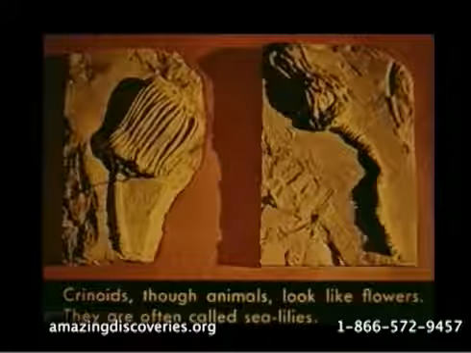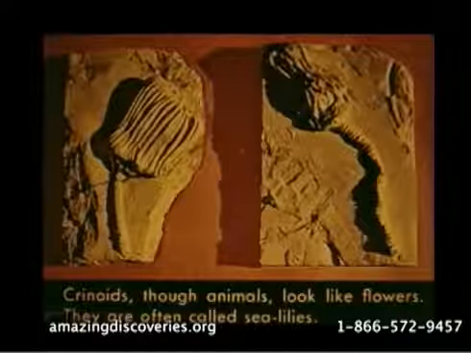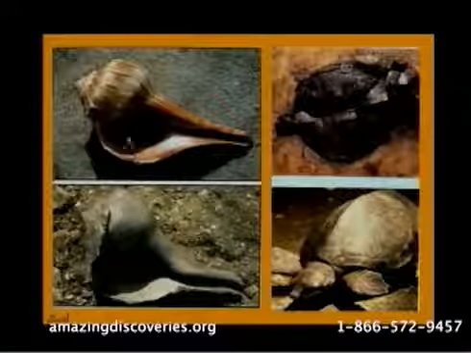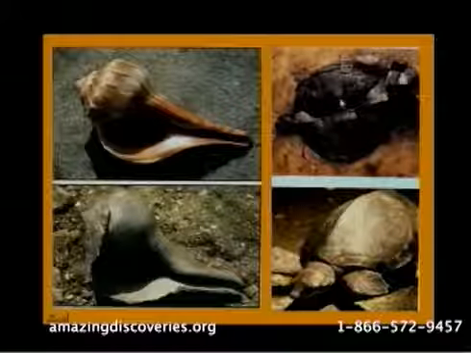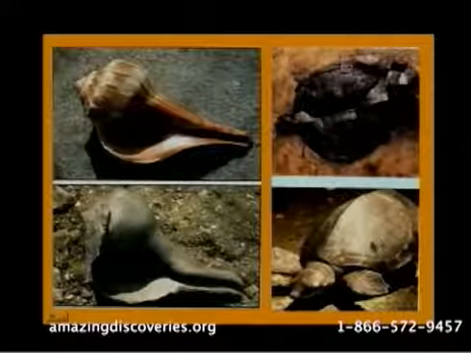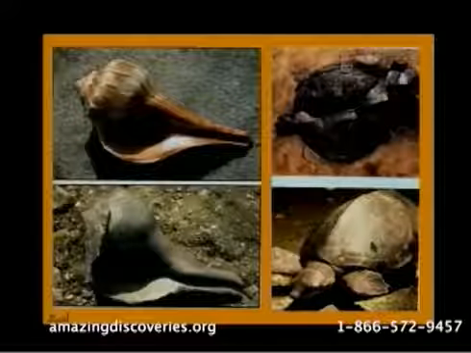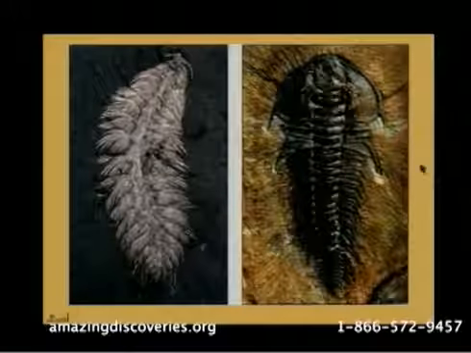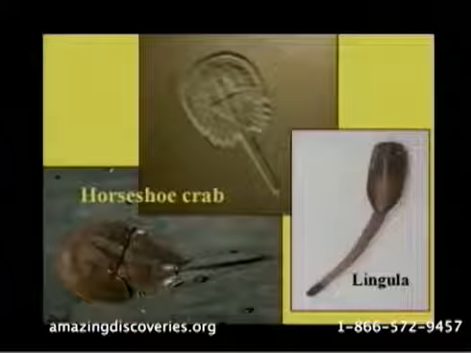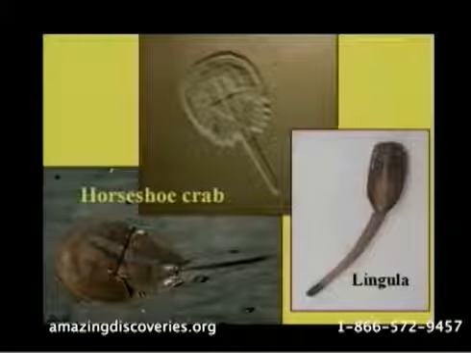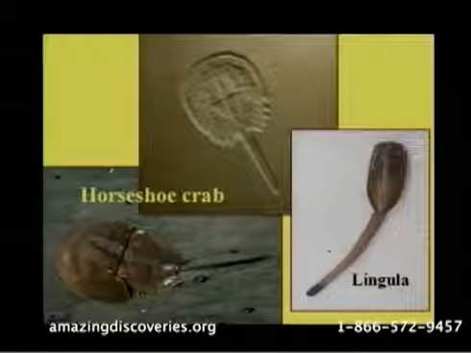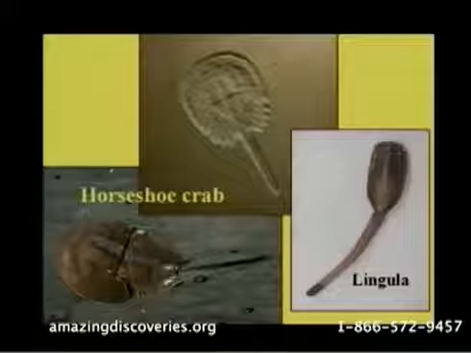Look at these, crinoids. These are sea lilies, highly complex, exactly in the past as they are today. Here are shells in the fossil record, living shells. There's a fossil of a turtle, there's a living one. No change whatsoever. Fossils, living creatures, identical. Horseshoe crabs, as they were supposedly millions of years ago, today unchanged. Lingula, millions of years ago, unchanged.